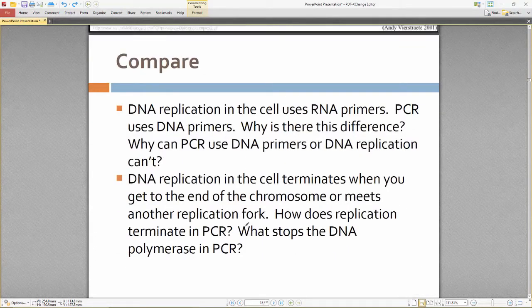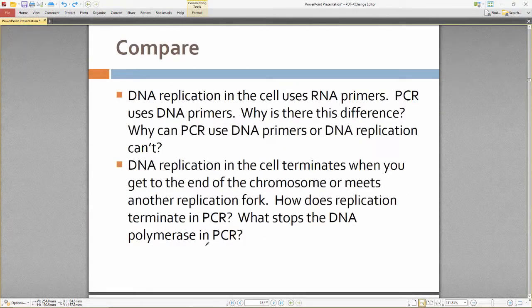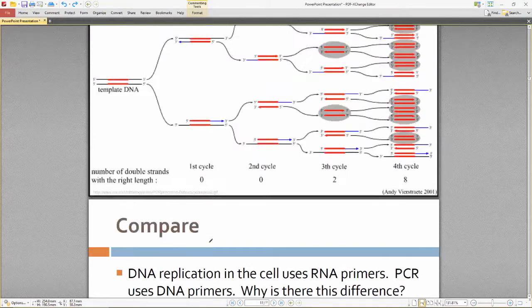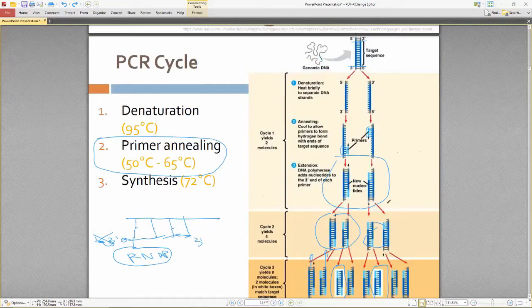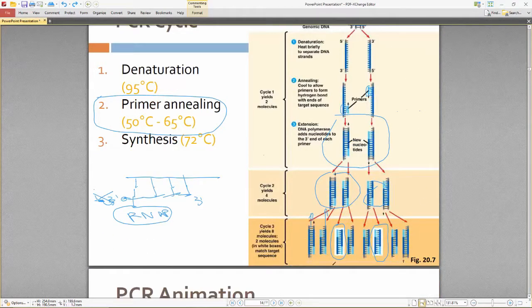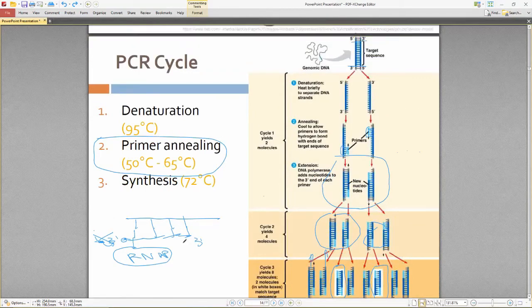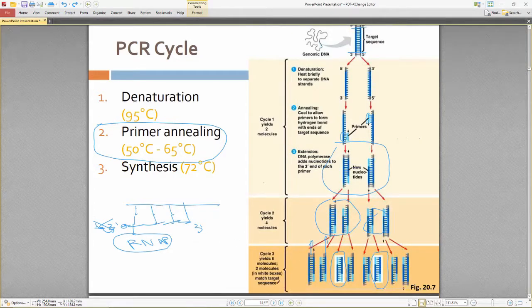Wait, but if you increase the temperature, doesn't it just cause it to break up again? That's what you want. Yeah, you do want it to keep breaking apart because you want to keep creating new molecules. But what about at the end, where you don't want to create any more new molecules? You basically want to create as many copies as you can.